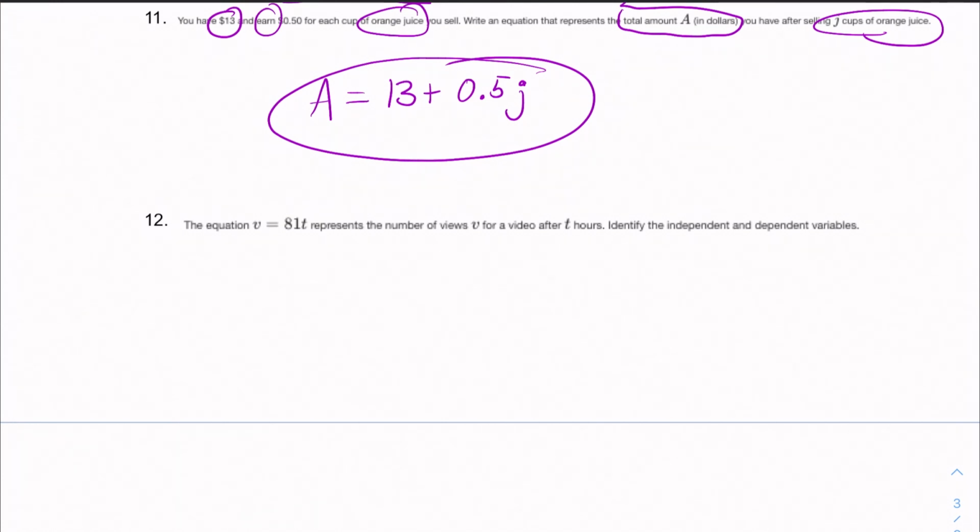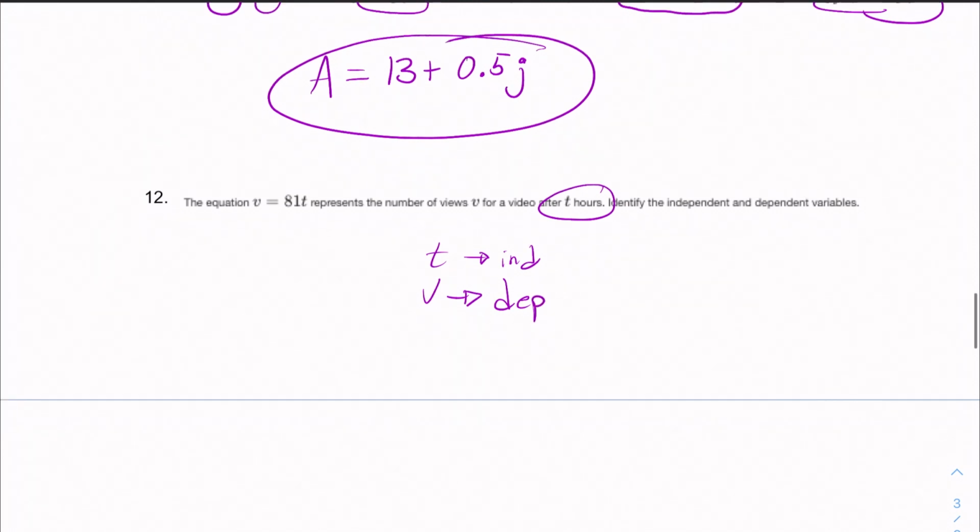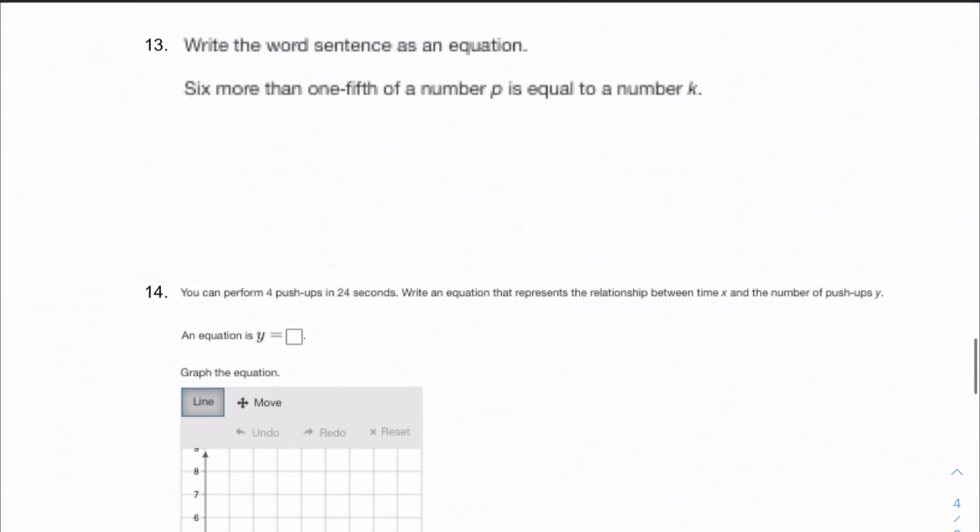Number 12, the equation V equals 81t represents the number of views for a video after t hours. Identify the independent and dependent variables. This is exactly like the equation that we had earlier in this video, so let's not waste any time on it. T is going to be our independent variable because it's time, so T is independent. And V is going to be our dependent variable because the number of views depends on the time that goes by.